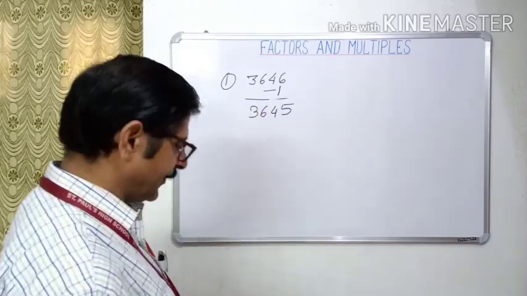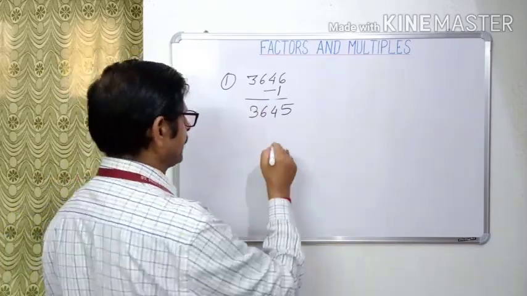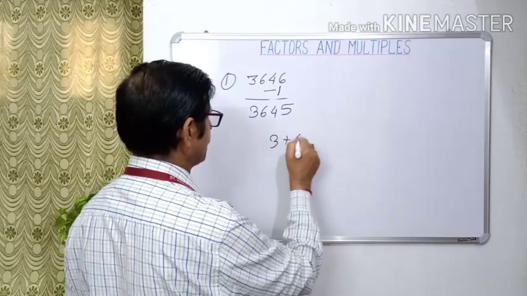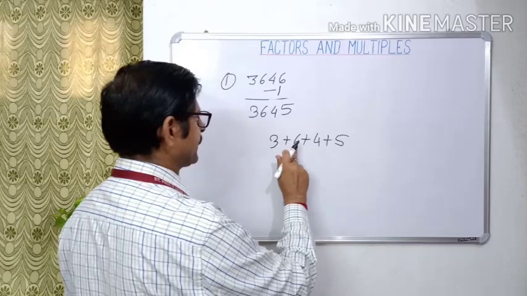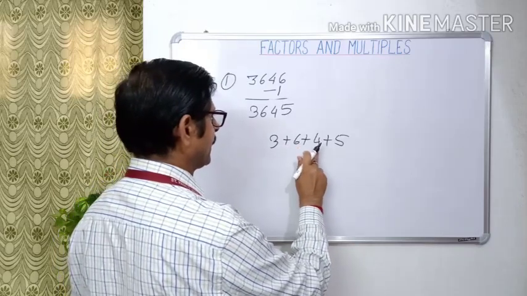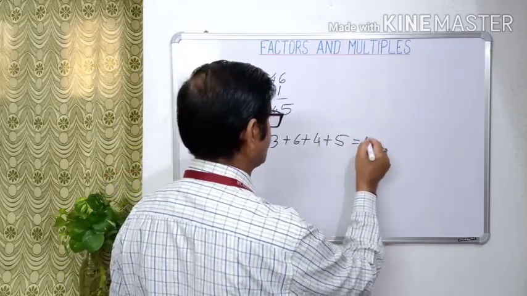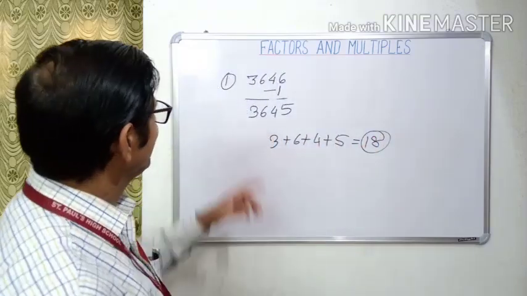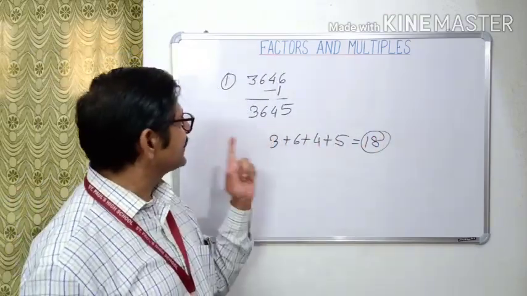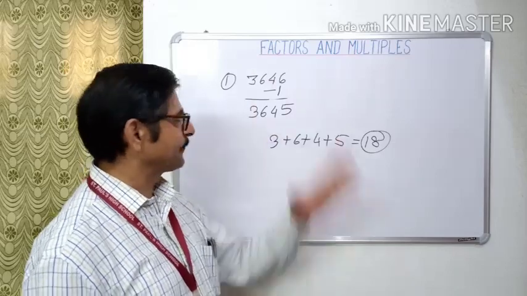Now let us check whether this number is divisible by 3 or not. 3 plus 6 plus 4 plus 5. 3 plus 6, 9, 9 plus 4, 13, 13 plus 5, 18. Isn't it? Yes, 18 is divisible by 3. So this number is divisible by 3.